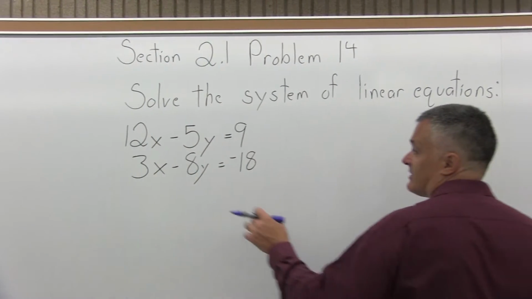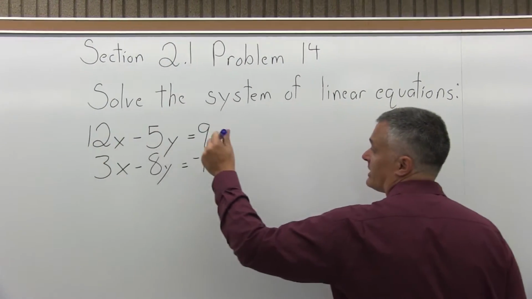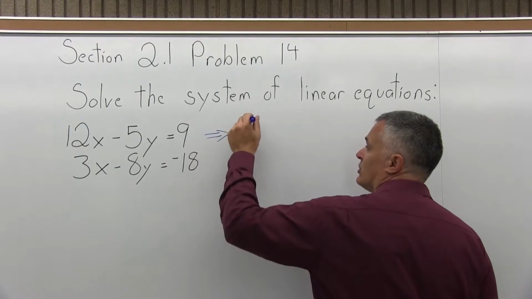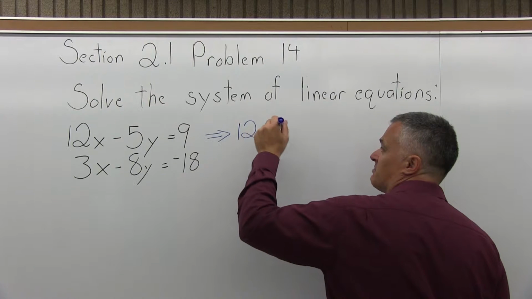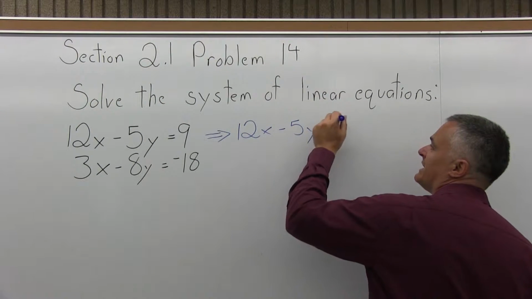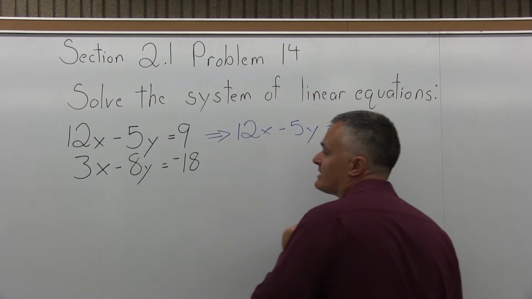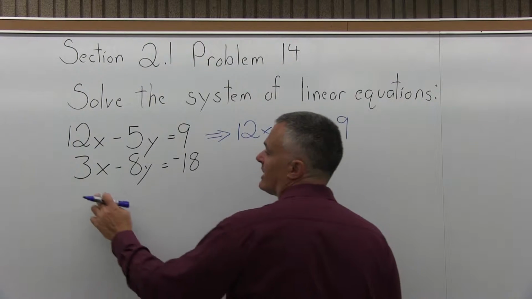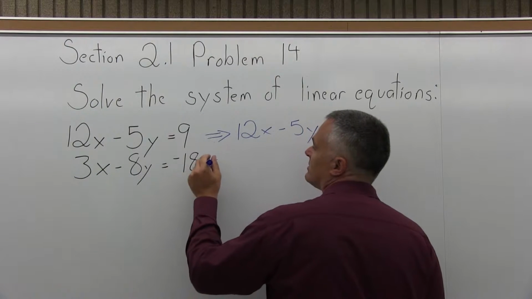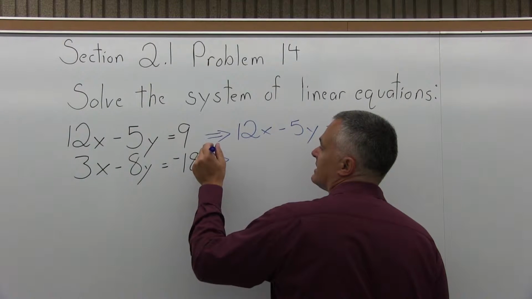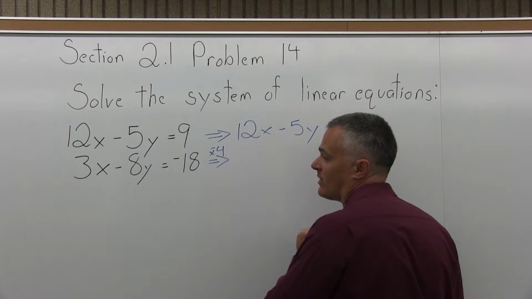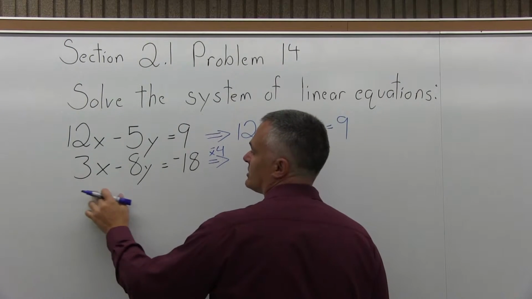So if I'm going to cancel the x's, this 12x is fine the way it is. So I'm going to copy the top equation as is. 12x minus 5y equals 9. Now if I want the x's to cancel, the bottom equation right now has a 3x. I want it to be a negative 12x. So to make my negative 12x that I need, I'm going to have to do times not just 4, but times negative 4 in all of the equation, not just the x.